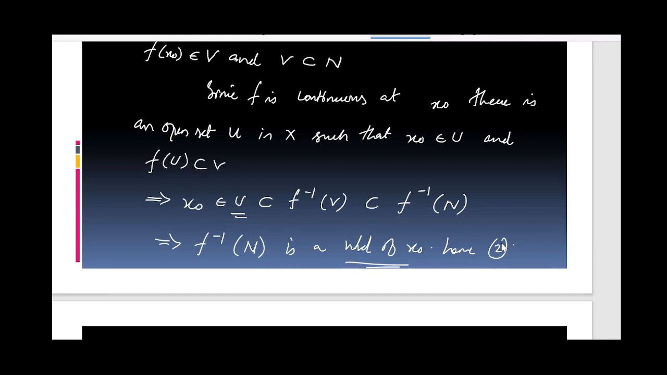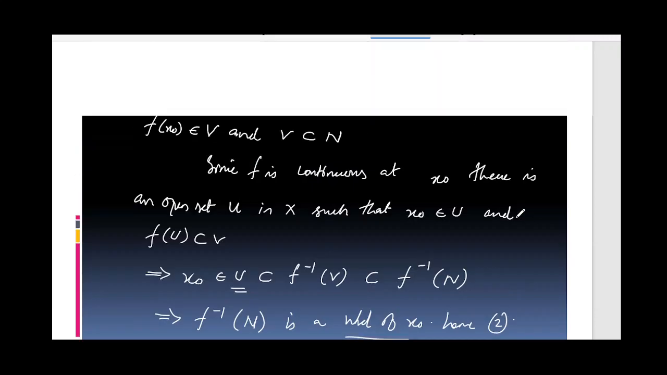Next we will prove 2 implies 3. That is, every neighborhood of f of x naught, when you take its inverse image, is a neighborhood of x naught; that we are assuming. And now we will prove the third one: for every subset A of X, x naught belongs to A closure implies f of x naught belongs to f of A closure. That was the third condition.